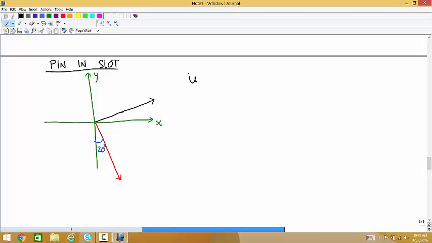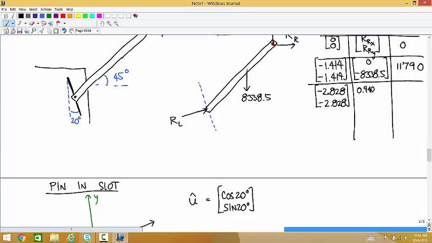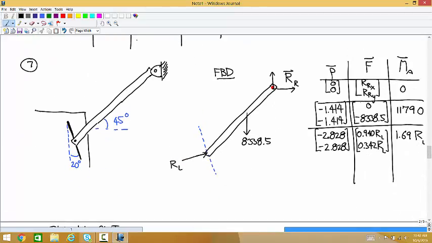And so the unit vector is cosine of 20, sine of 20. And so the force vector is 0.940, that's the cosine of 20 times RL, 0.342, sine of 20, times RL. And then what do you get for that cross product? 1.69 RL. And so now we have 3 equations, 3 unknowns, you can solve.